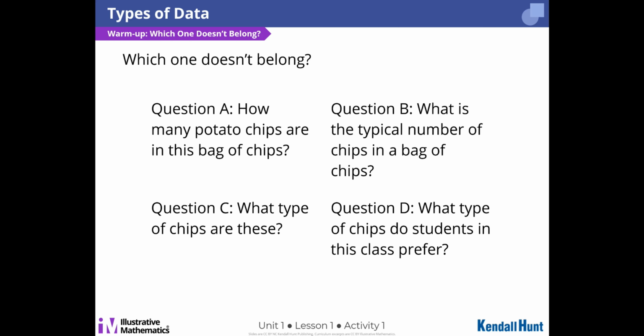And question D could be argued to not belong because this is a statistical question and requires categorical data to answer this question, or this question could be answered by looking at the answer that is repeated most often in the data. So each one of these questions can be argued to not belong.